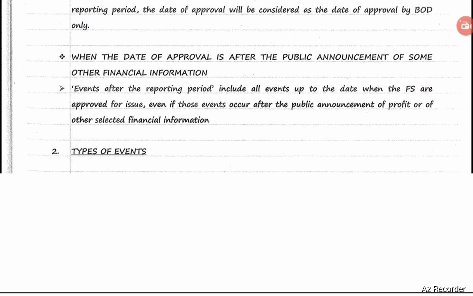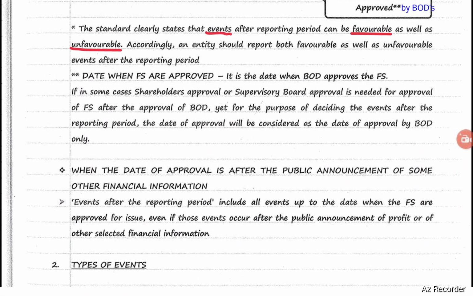Next, when the date of approval is after the public announcement of some other financial information. Events after the reporting period includes all events up to the date when the financial statements are approved for issue, even if those events occur after the public announcement of a profit or other selected financial information. So events up to the date of approval of financial statements are only considered under Ind AS 10. Other events occurred after approval of financial statements will not be considered.